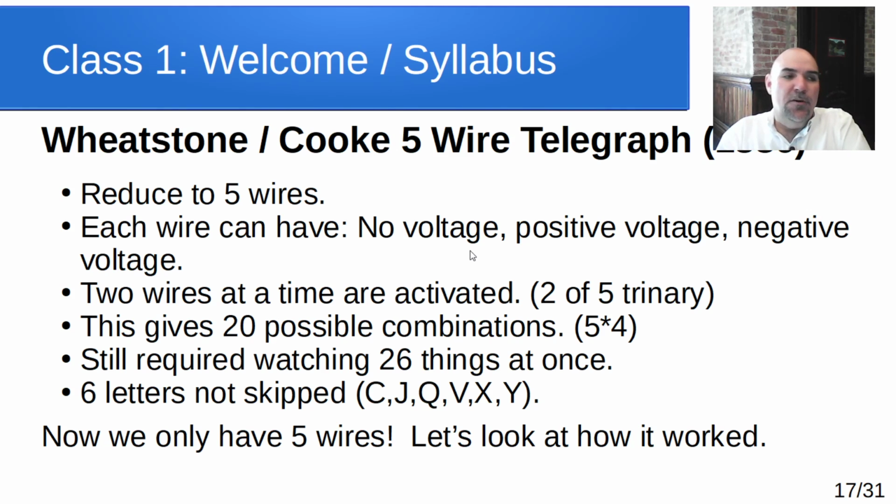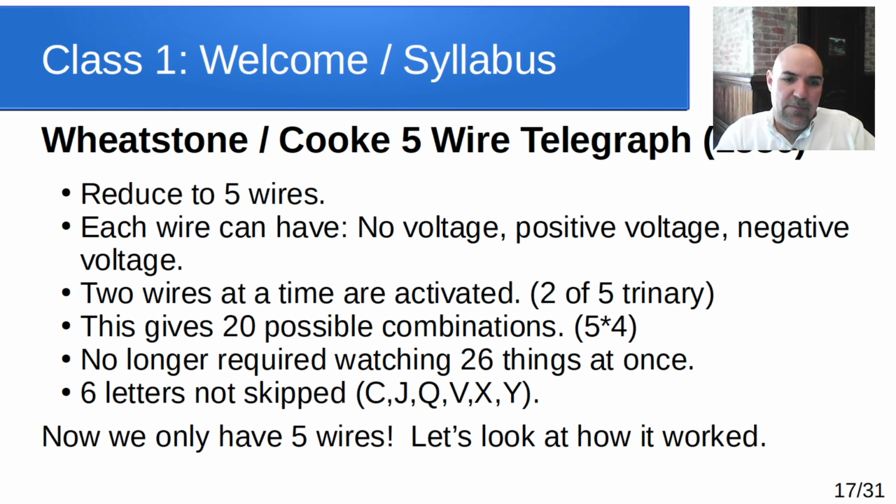So in other words, this is a 2 of 5 kind of trinary communication system, or at least a positive and negative communication system. But if you're activating two of them at a time, think about the first one. You make a choice whether to do with one of the five, whether to make it positive or negative. So there's two choices there. And then the next one, you have four choices that remain to make the next one positive or negative. So that gives 20 possible combinations.